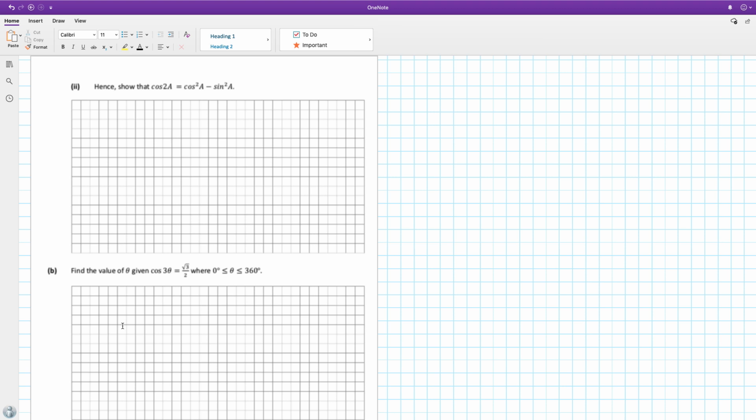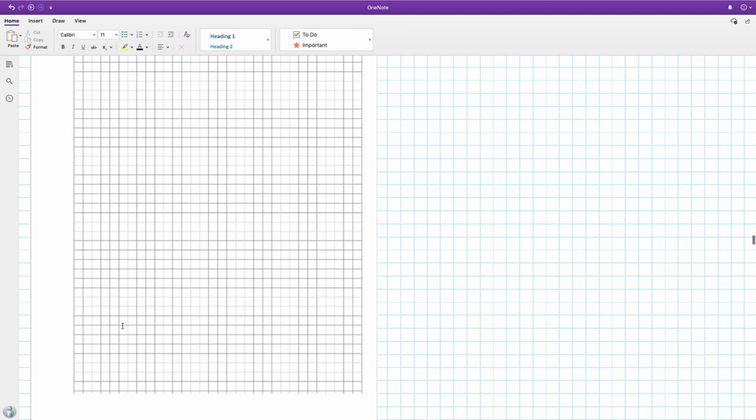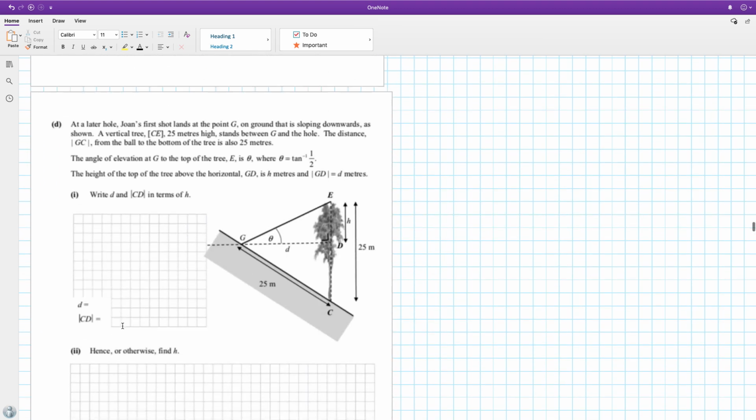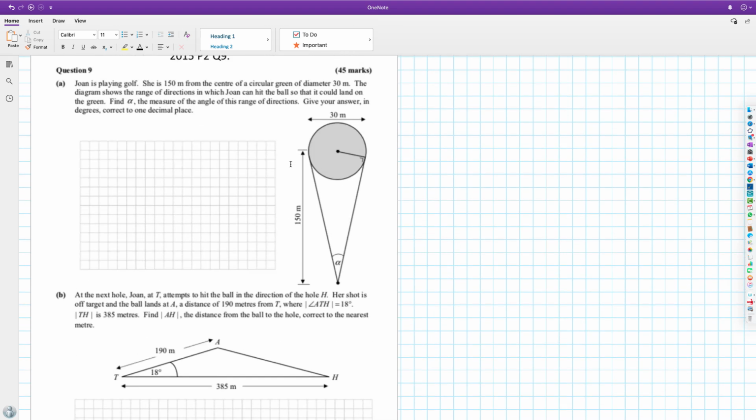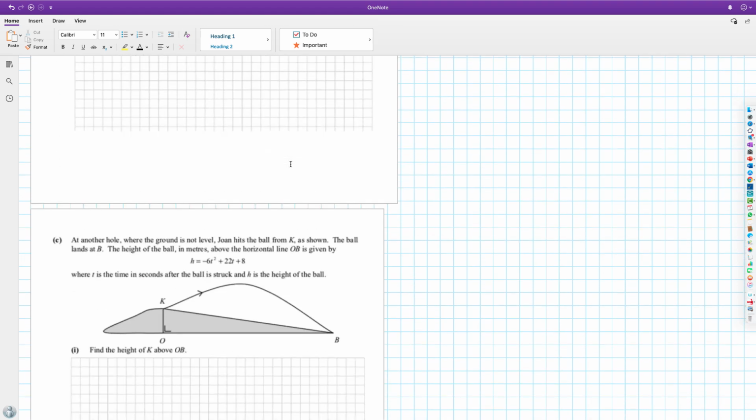Obviously we can't use the one straight out of the logbook, so I have to use the other one, sin A cos A. Just in case you're wondering, this actually didn't come up in an exam. This is 2015 paper 2 question 9.